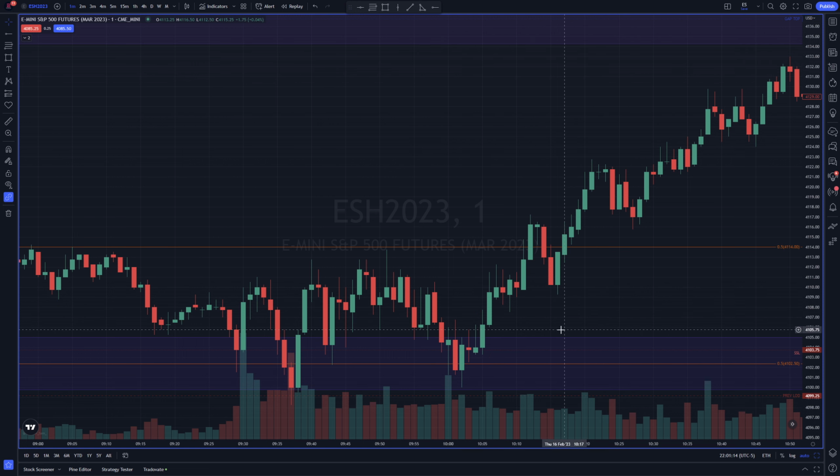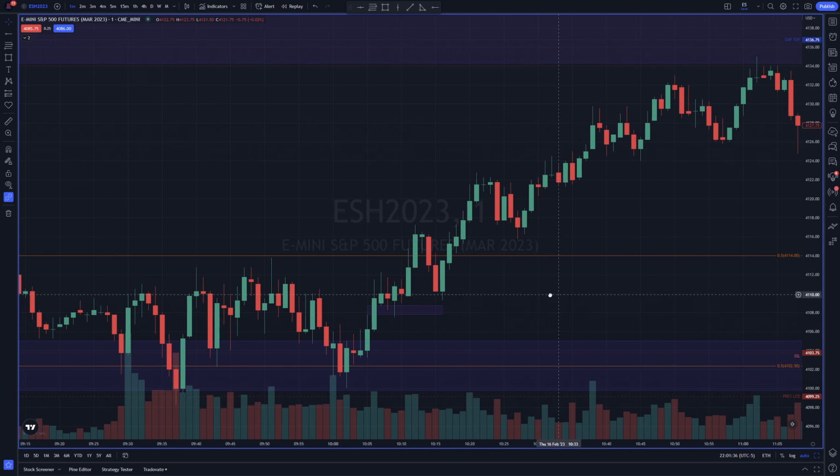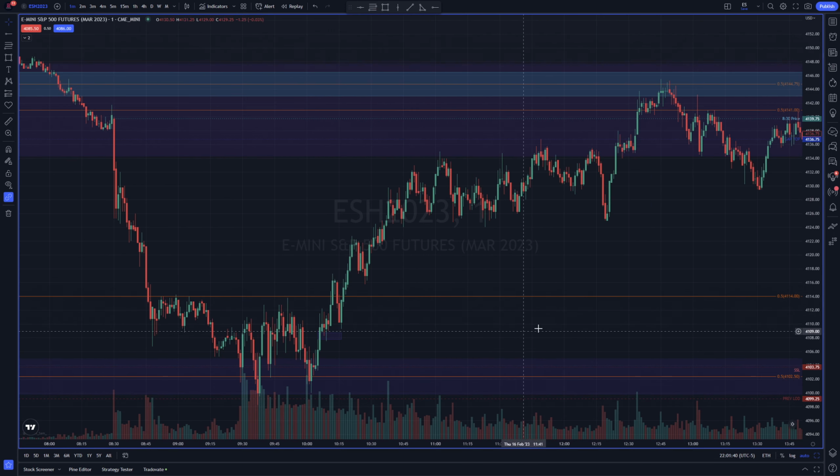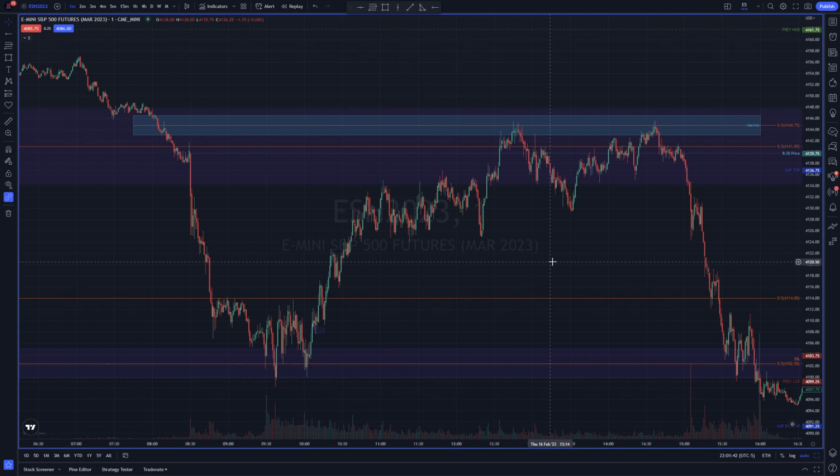But got a better entry. So could you have entered in here? Yeah, but it wasn't great, right? Here's the better entry. Once we actually displace through the swing high, we got a gap there. Come back into the gap, respect it, and up we go. All right, so that went up to the golden zone that we talked about.